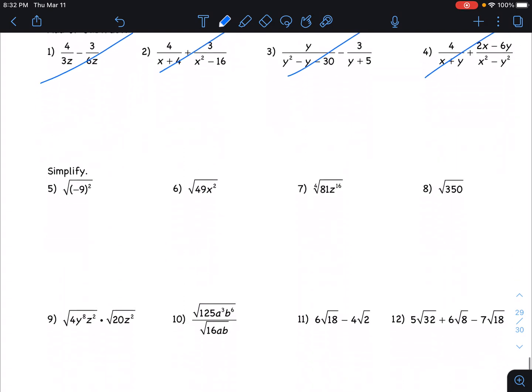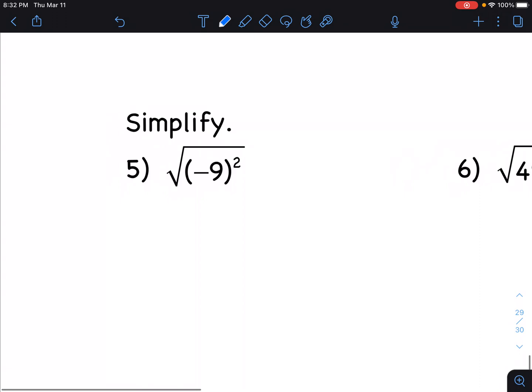Okay, number 5, we have to simplify. We have the square root, so that's an invisible index of 2, an even numbered index. So that means we're supposed to use the rule here that the exponent and index cancel out. And since it's an even numbered index, you're supposed to get the absolute value of the radicand. So the absolute value of -9 is 9.